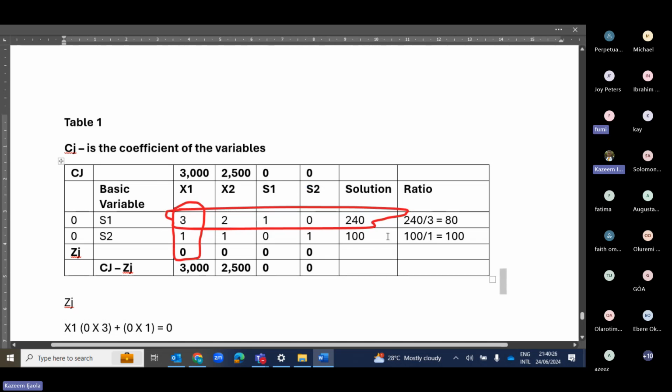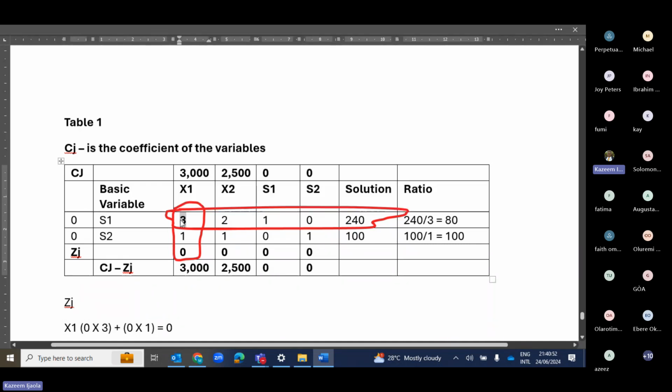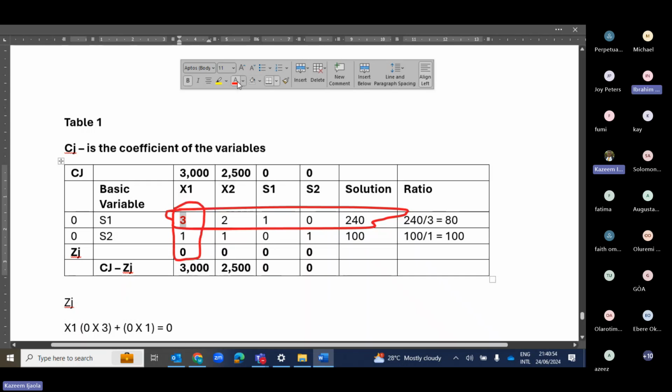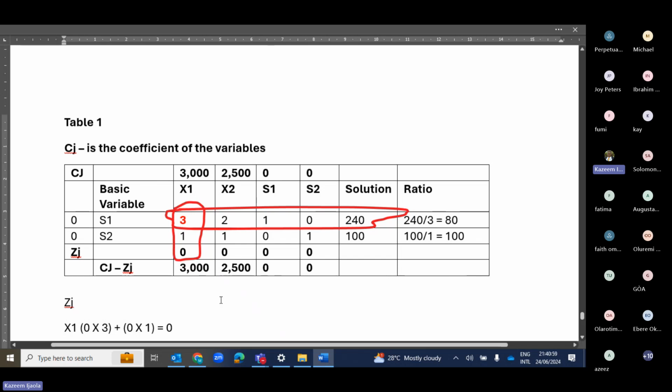Now, there is a point of intersection between your key row and key column. Who can tell me the point of intersection here, between the key column and key row? 3. So this 3 here is your pivot element. Very, very important. This 3 is the most dangerous 3. Let me put it in red. This 3 is your pivot element.